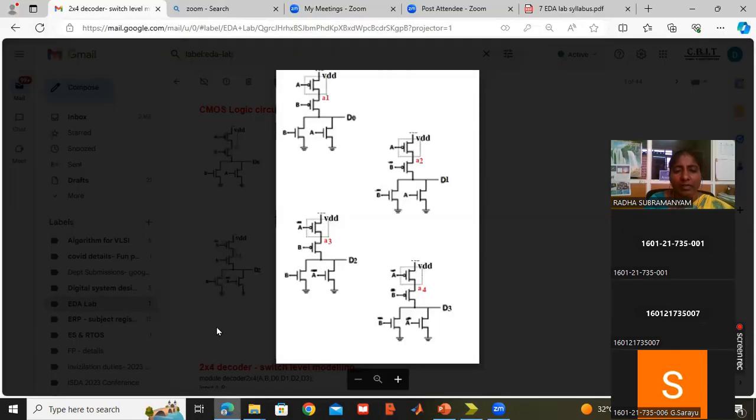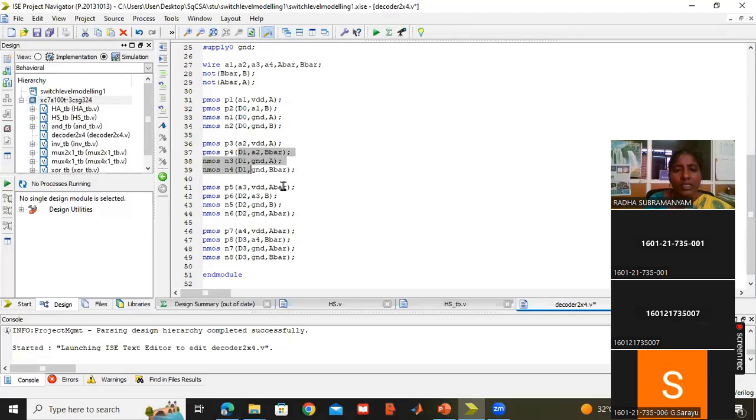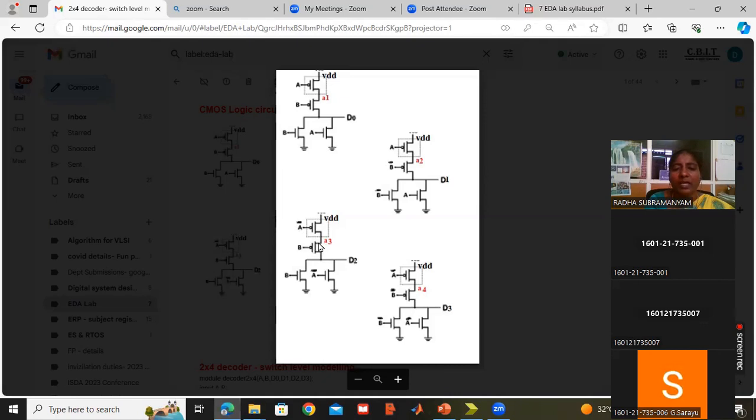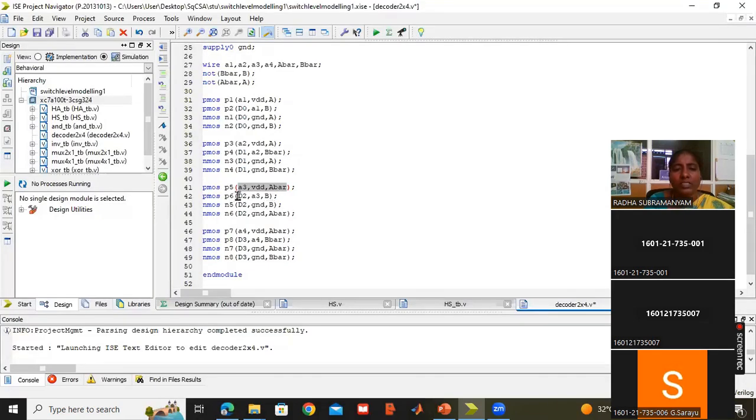Now the third NOR gate. Here for PMOS, we have VDD and A bar, and A3 is the output. Next PMOS, A3 and B are the inputs and D2 is the output.